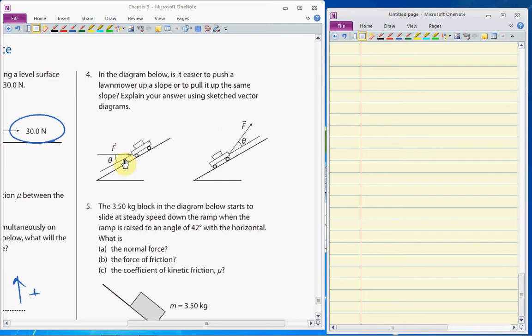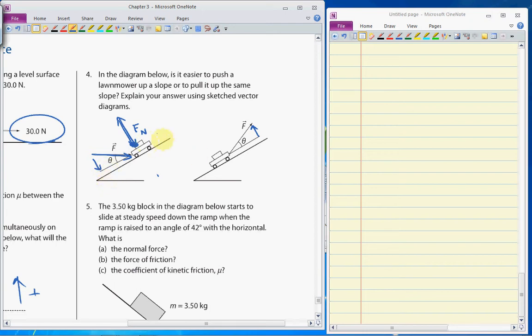Extra practice, chapter 3, question 4 asks whether you're better to push the lawnmower up or pull it up. The key here is that in pushing, you increase the normal force, because the applied force acting down causes a reaction force called the normal force to also increase. And that's the key. Here you can see that you're actually alleviating some of that force by lifting it. Here you are increasing it by pushing down.